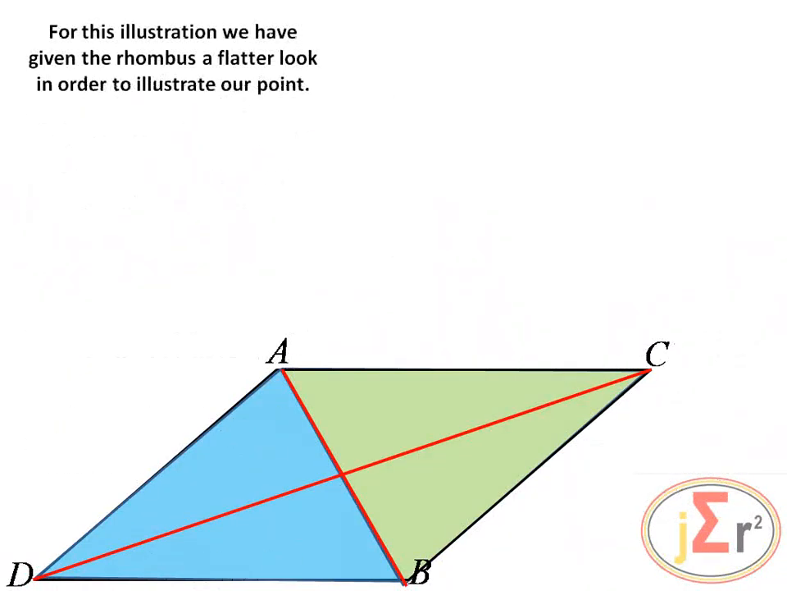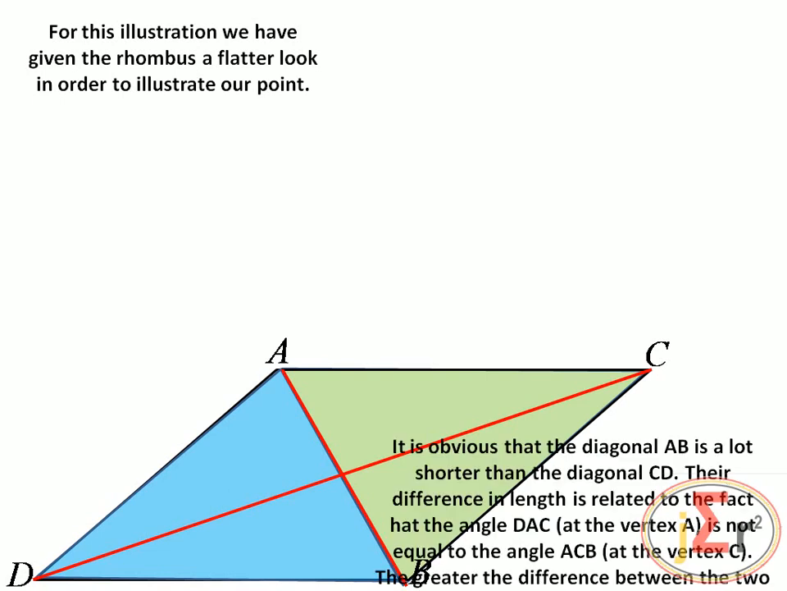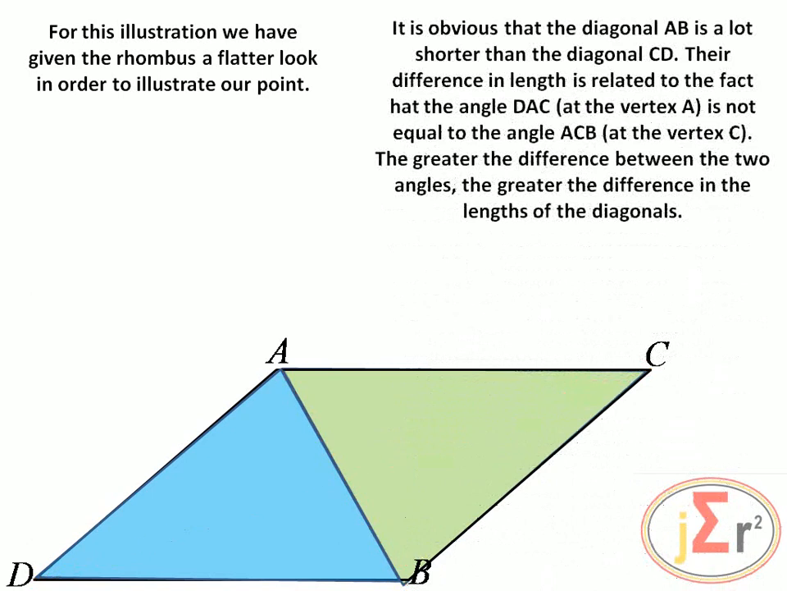Now, we will draw our rhombus a little bit flatter. So for this illustration, we have given the rhombus a flatter look in order to bring across our point. Of course, because it is flatter, what we intend to be obvious will be quite obvious. It is obvious that the diagonal AB is a lot shorter than the diagonal CD.